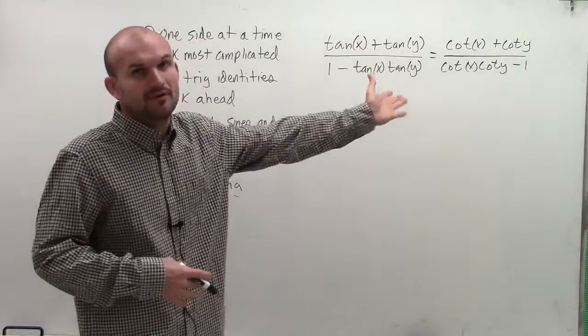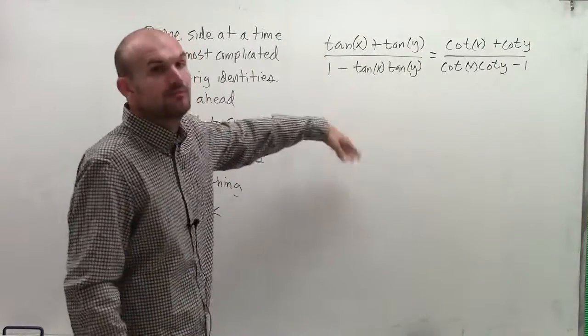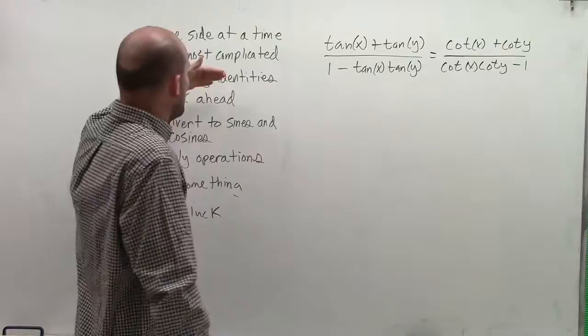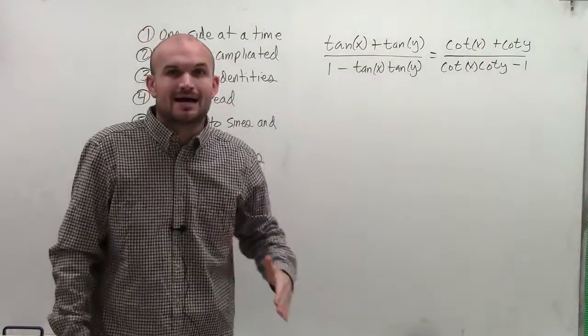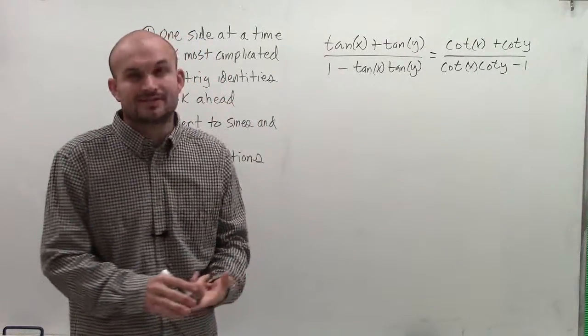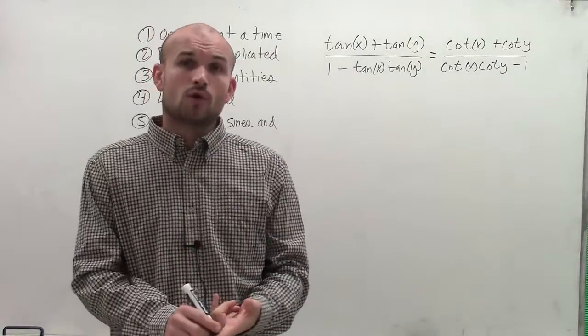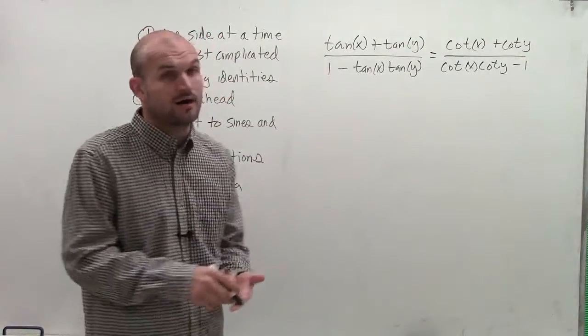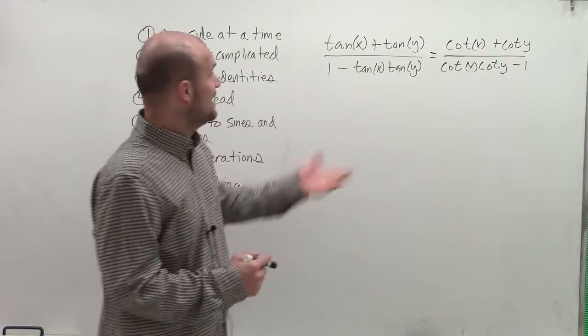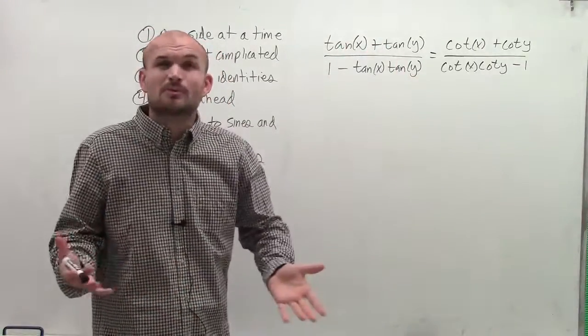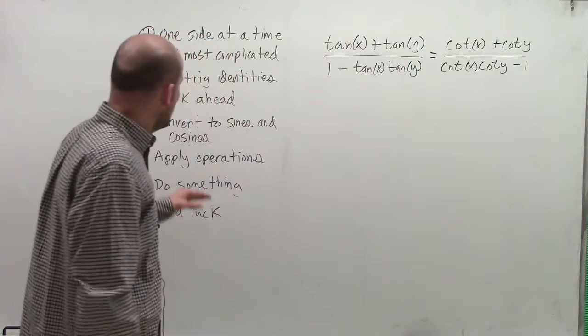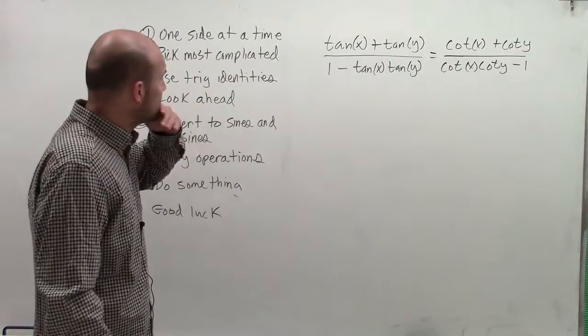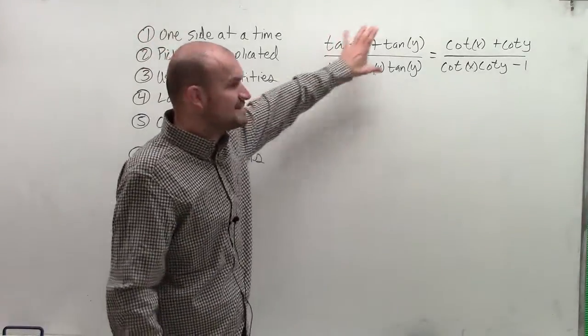They both look pretty much exactly the same. I wouldn't say one's more complicated than the other. With our trig identities, we can't really apply our Pythagorean identity. There are no squares in there. We can look at our quotient identities or our reciprocal identities and know that tangent and cotangent are reciprocals of one another. And by looking ahead, I want one side to look like the other side.